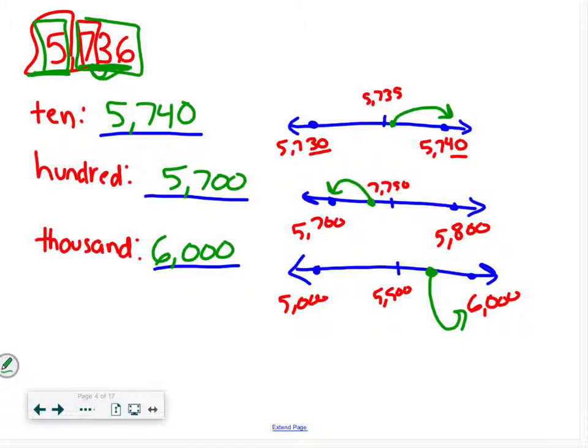Now, when you're done with this video, the next thing that we're going to be doing in class is using this background knowledge we have on rounding and estimating to add, subtract, multiply, and then also divide numbers. And so we can use our best estimates and rounding to check to see if our answers are reasonable.